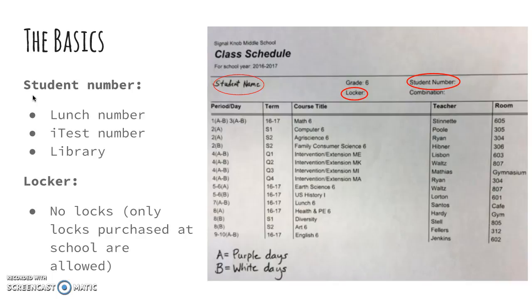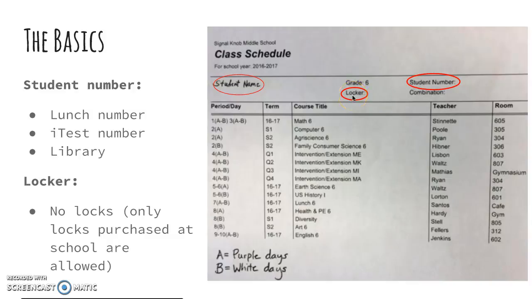First, you'll want to check that the student name is correct. Then take a look at the student number. This number will be important throughout the year because your child will use it as his or her lunch number, I-test number, and library number when checking out books.